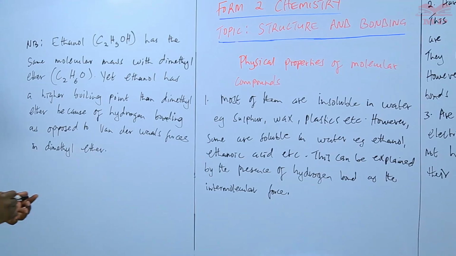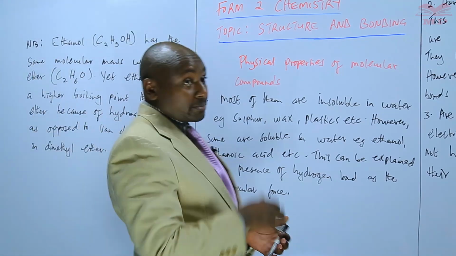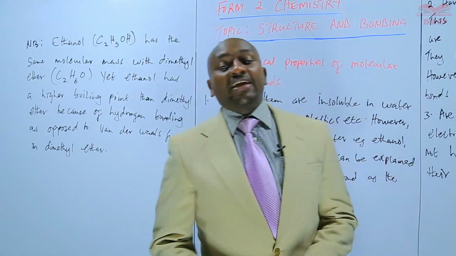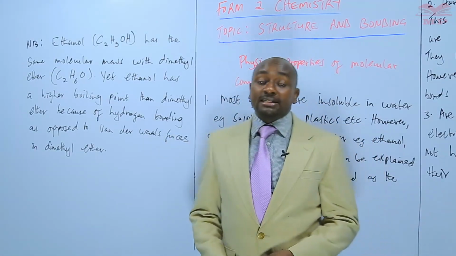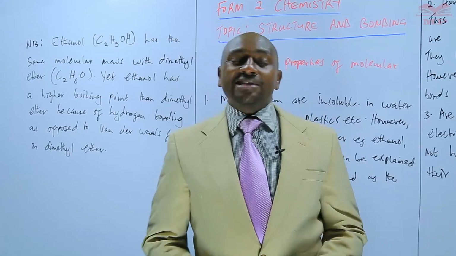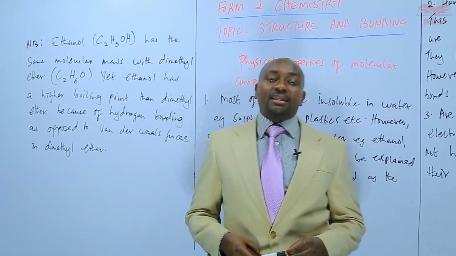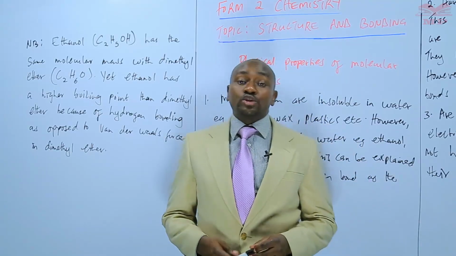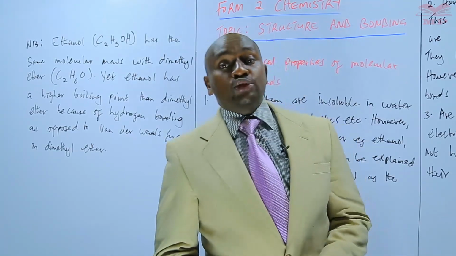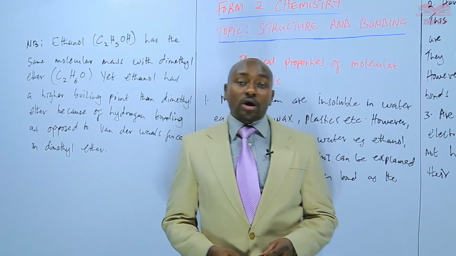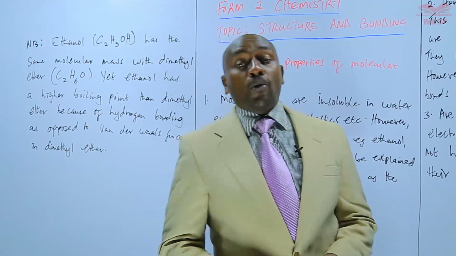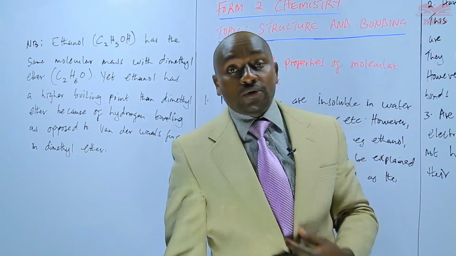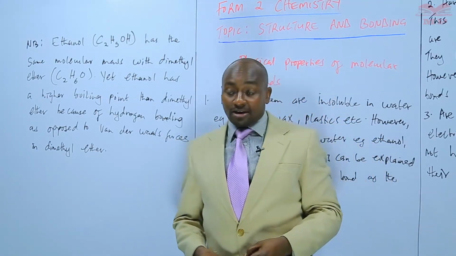So that is a very common question you can be asked: why is it that ethanol and dimethyl ether have the same molecular mass, yet the boiling point of ethanol is far higher than that of dimethyl ether? The reason is that ethanol has hydrogen bonding, and hydrogen bonding is a stronger intermolecular force compared to van der Waals forces that are commonly found in dimethyl ether.